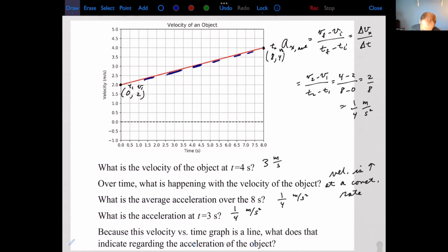Right? So that's what this last question is saying. Because the velocity versus time graph is a line, what does that indicate regarding the acceleration of the object? The acceleration is constant.